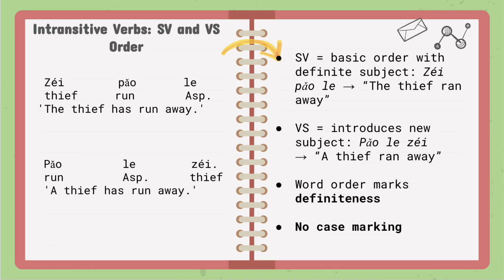Let's begin with Mandarin. For intransitive verbs, Mandarin allows two possible word orders, SV and VS. For example, 贼跑了, the thief ran away, uses SV, the basic order with a definite subject. But 跑贼了, a thief ran away, uses VS, which introduces a new or indefinite subject. This shows that Mandarin uses word order to mark information status such as definiteness. Since Mandarin has no case marking, word order directly affects how the sentence is interpreted.